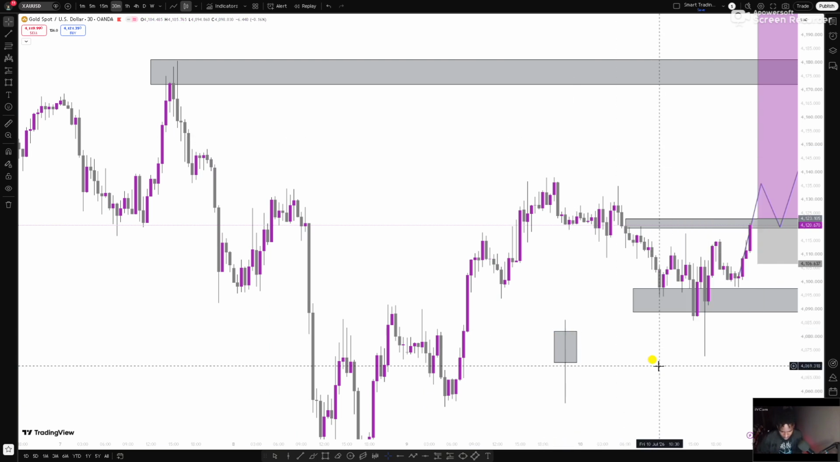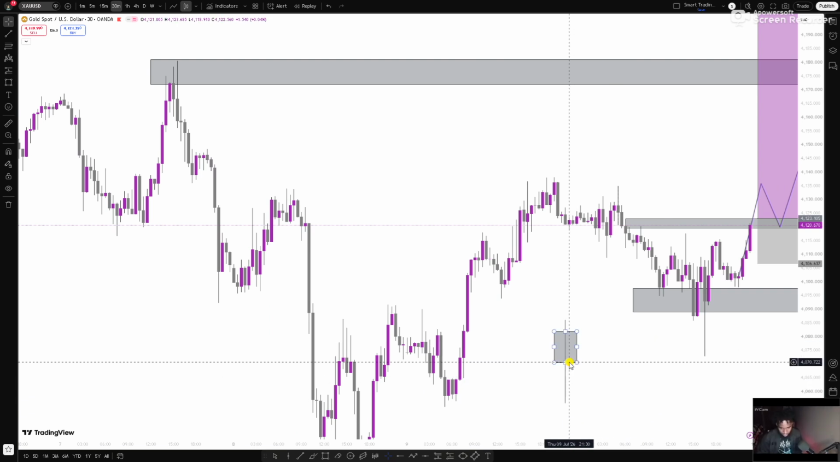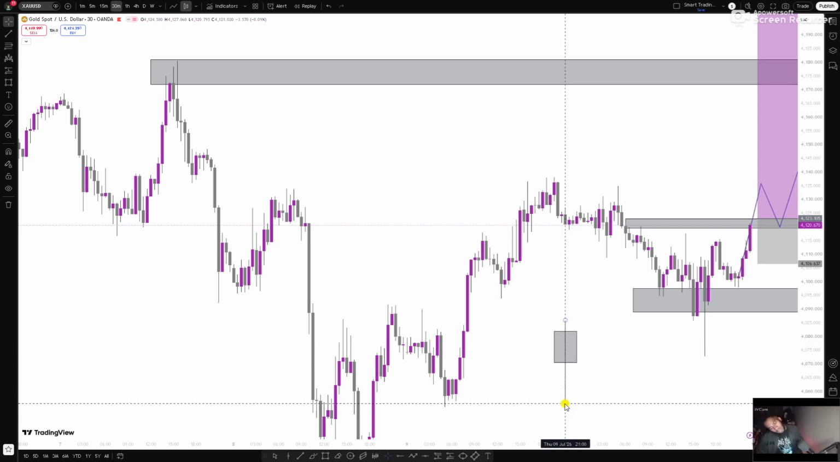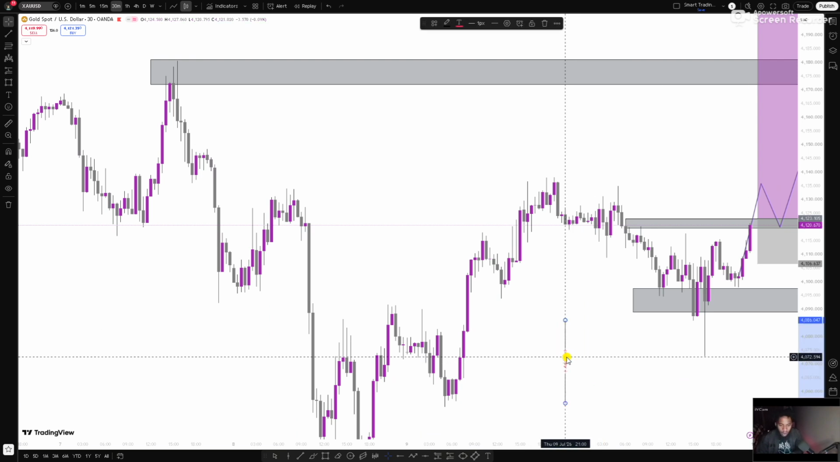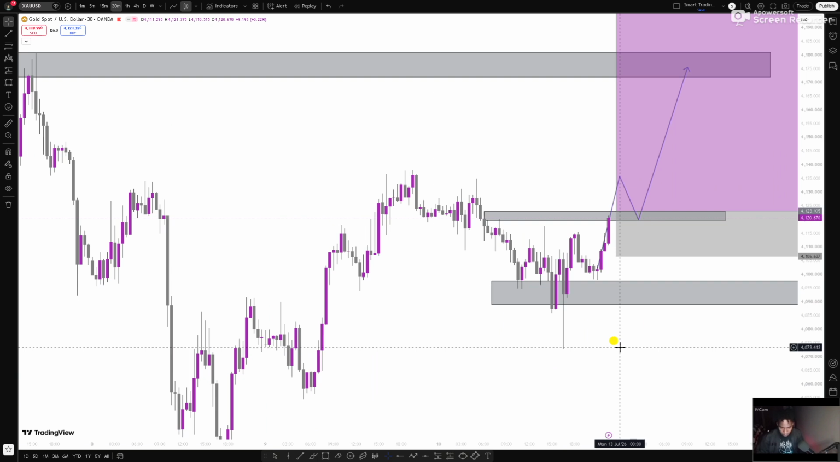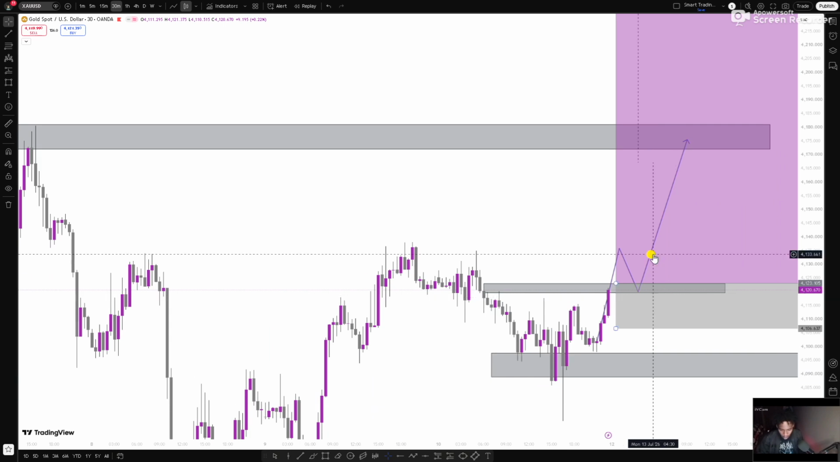This is how a hammer looks. You've got this long wick. The wick must be twice the body, right? This is the body, this is the wick. And the upper wick must be small like that. That's when you have a hammer. You can actually search it on Google: what is a hammer candlestick? So when the market comes back here, we're going to be looking for a hammer.